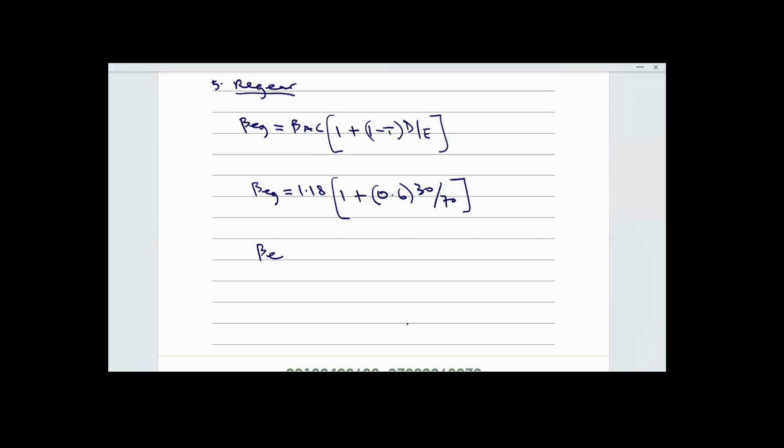Therefore, beta equity of a gear is equal to 30 divided by 70, multiplied by 0.6, plus 1, multiplied by 1.18, equal 1.48. Here is 1.48. That's the beta equity of a gear.